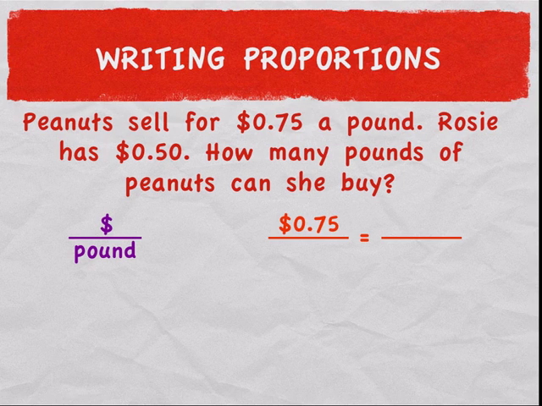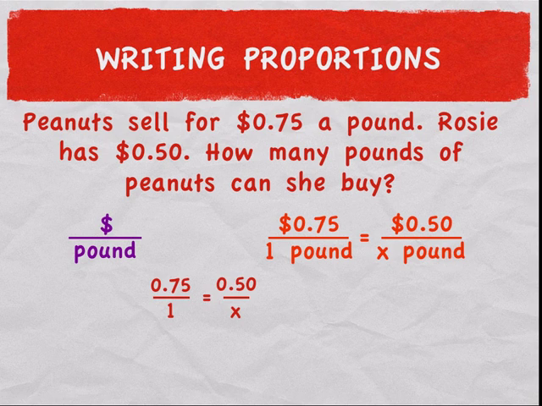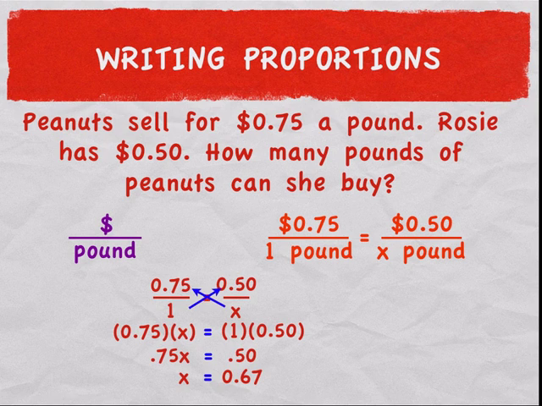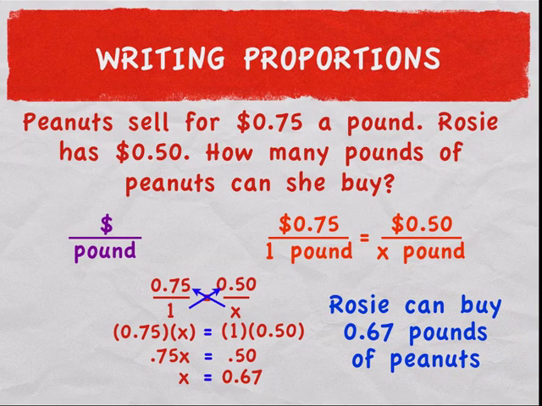I'm going to put the 75 cents for 1 pound that I know, and the 50 cents that Rosie has, but I don't know how much she can buy. So that's the proportion I'm going to solve. And by doing so, I see that Rosie can buy 67 hundredths, that's 2/3 of a pound of peanuts.